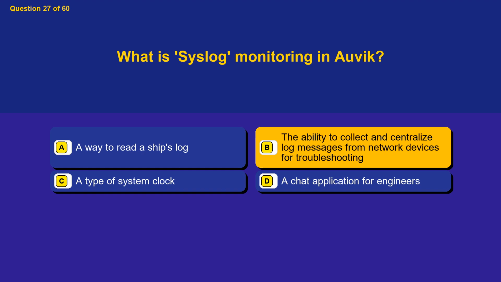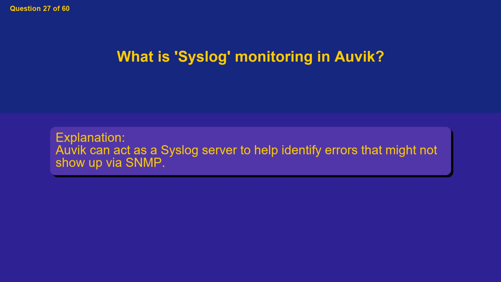The correct answer is option B. The ability to collect and centralize log messages from network devices for troubleshooting. Auvik can act as a syslog server to help identify errors that might not show up via SNMP.